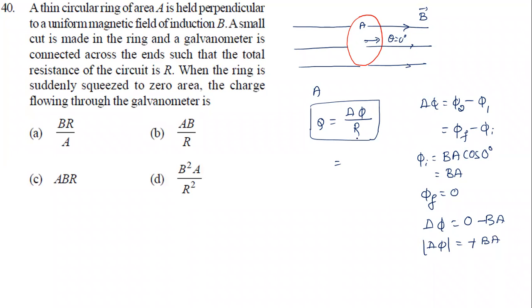And the resistance is R. So it will become BA divided by R. That is the value of the charge induced, which is flowing through the galvanometer. What is the answer? BA by R is the right option.